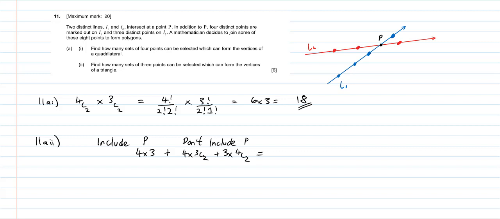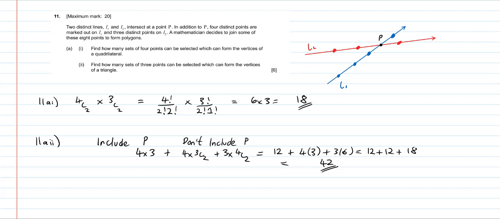So working all that out, we just get 12 plus 4 times, well, 3 choose 2, we worked out before, in 11a part 1, which is 3, and then 3 times 4 choose 2, and 4 choose 2 is 6. So then we get 12 plus 12 plus 18, which is equal to 42. Okay, so there are 42 sets of 3 points which we can select, which form the vertices of a triangle.